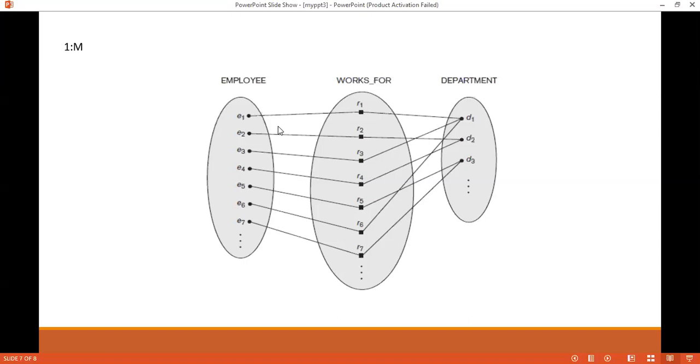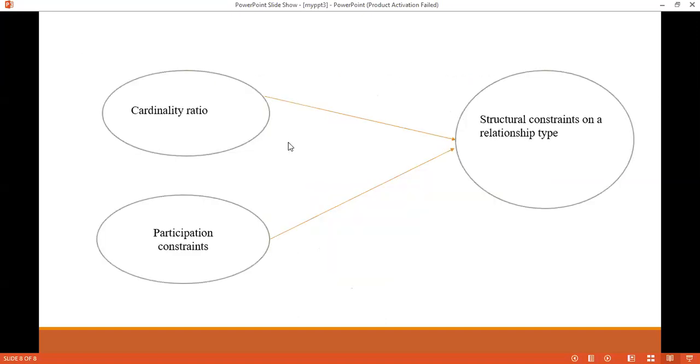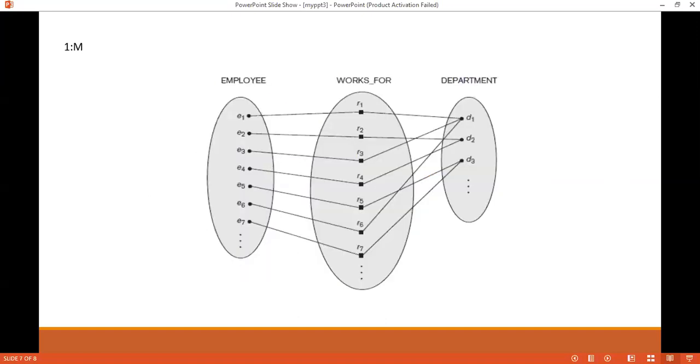Now we have understood three types of cardinality ratio, that is 1:1, M:1 and 1:M. So all these come into one category, that is cardinality ratio. So if we have understood cardinality ratio, it is time to go into the next concept, that is participation constraints. My dear friends, what is participation constraints? Participation constraints is nothing but the minimum number of relationships in which an entity can participate.